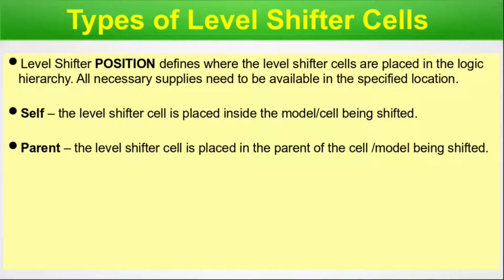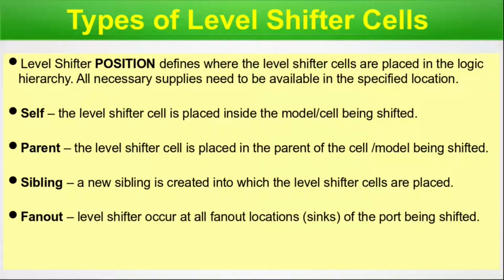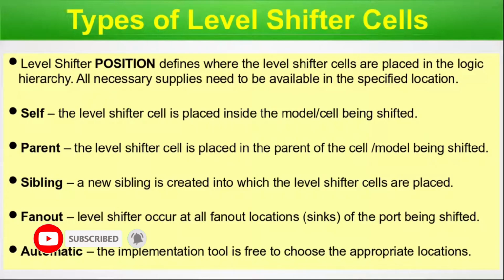So you can see that this type of level shifting classification is done based on the design topology on which we are placing our level shifter cell. The next topology is sibling. A new sibling is created into which the level shifter cells are placed. So we covered self, parent and sibling. The next one is fanout. A level shifter occurs at all fanout locations, that is sinks, of the port being shifted. Automatic: for automatic, the implementation tool is free to choose appropriate locations. So guys, we're done with this particular slide. Let's move on.